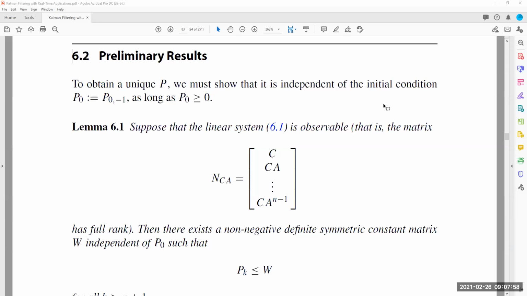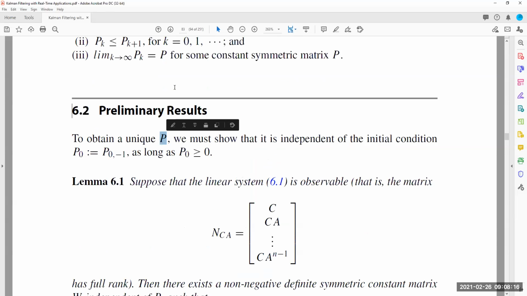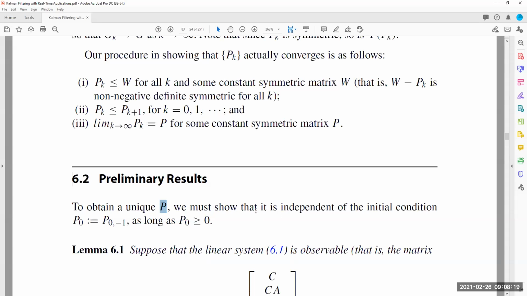So section 6.2 introduces 8 lemmas. Basically, I will introduce the relationships between the 8 lemmas. Our goal is to obtain a unique P matrix, that's the limit of Pk. But we must show that it's independent of the initial condition P0. The only condition for P0 is that P0 is non-negative.